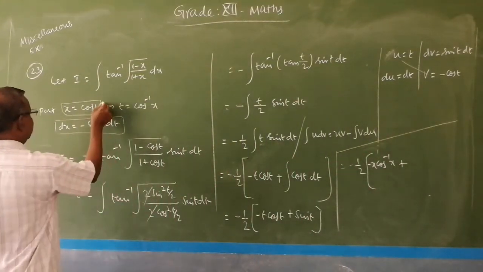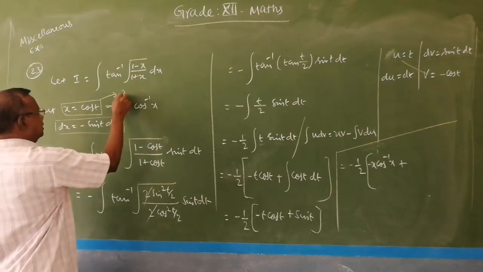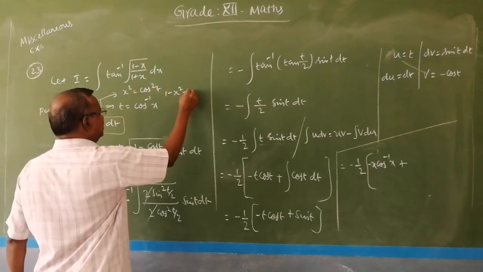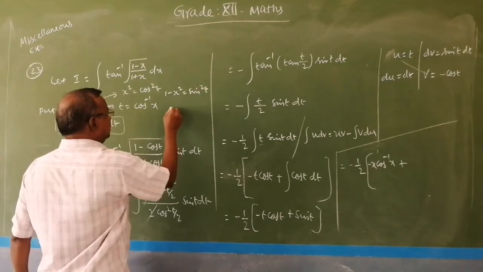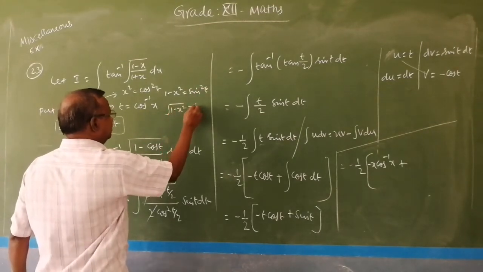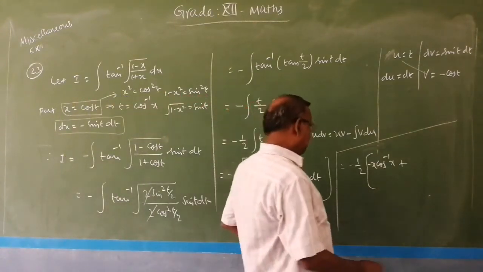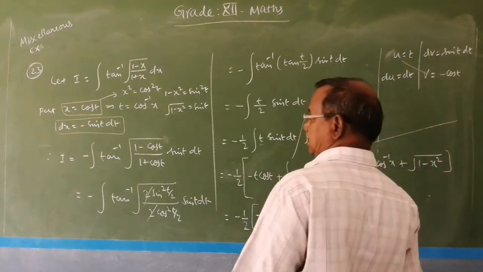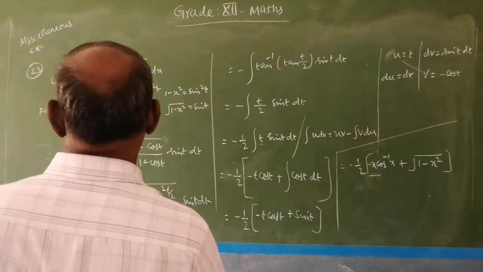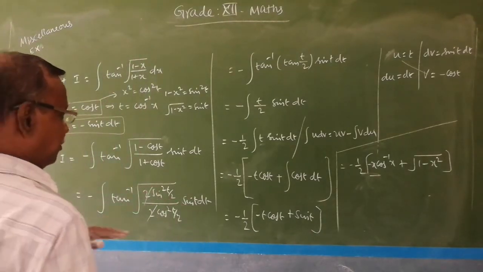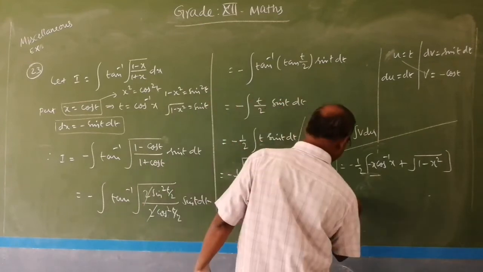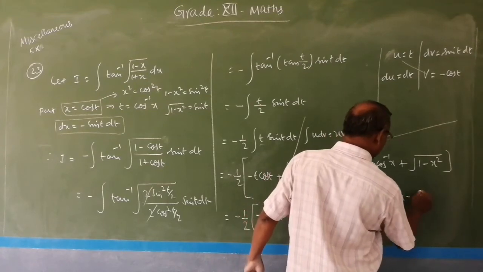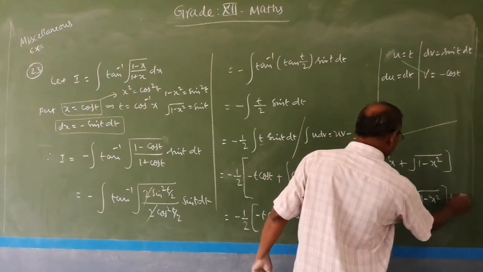Now sin t: here x square equal to cos square t and 1 minus x square equal to sin square t, and sin t equal to root of 1 minus x square. So this is plus root of 1 minus x square. So the simplified answer is equal to 1 by 2 into, bringing the minus inside, 1 by 2 into x cos inverse of x minus root of 1 minus x square plus c.